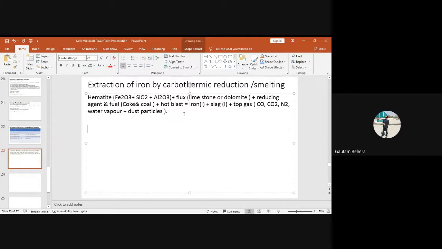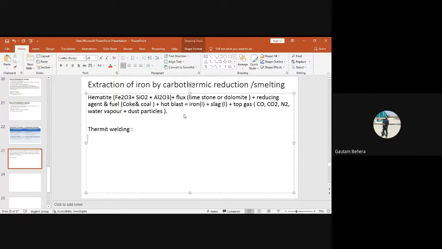Similarly, this is one example. Another example is thermite welding. If you remember, I told you thermite welding means it is a metallothermic process, or metallothermic reduction process.